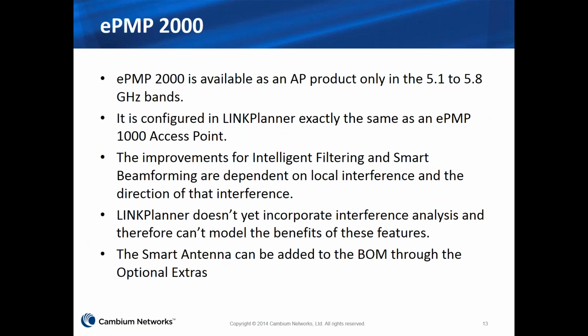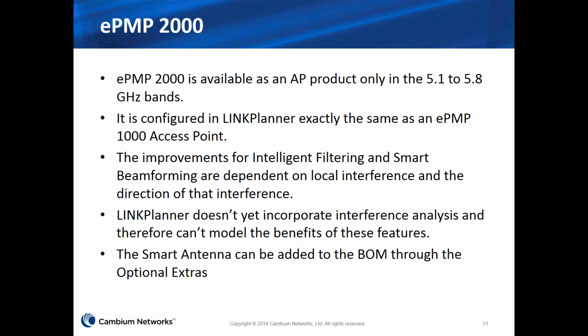So the next new product that we've introduced is the ePMP 2000. This is a recent addition to the ePMP family, and it's only available as an access point in the 5.1 to 5.8 GHz bands. In LINKPlanner, it's selected and configured exactly the same as for an ePMP 1000 and supports all the same SM product options as the ePMP 1000.